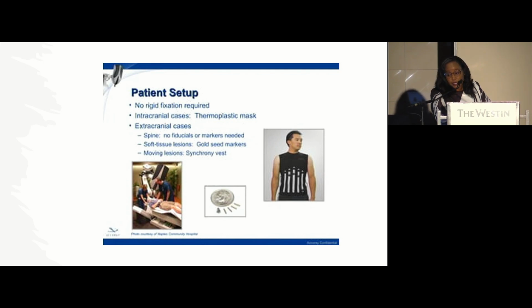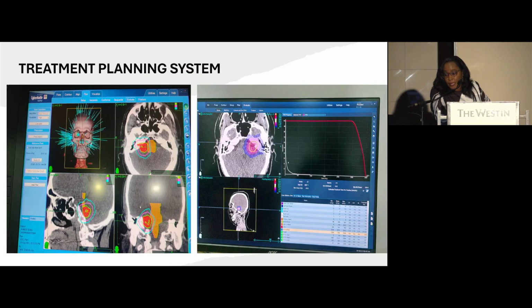Patient setup, as I said, we use the thermoplastic masks, 5-point masks. For lung synchrony, we use the vests, though we are not yet here. This is what our treatment planning system looks like. Actually, this was patient number 1 with a CP angled tumor, and this is exactly what the TPS looks like.